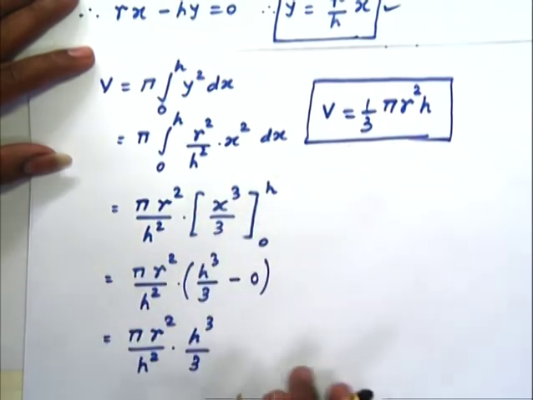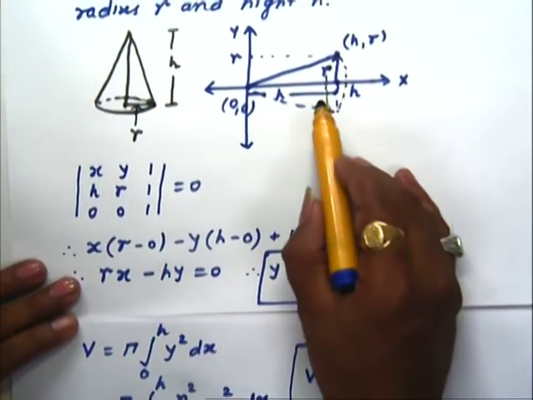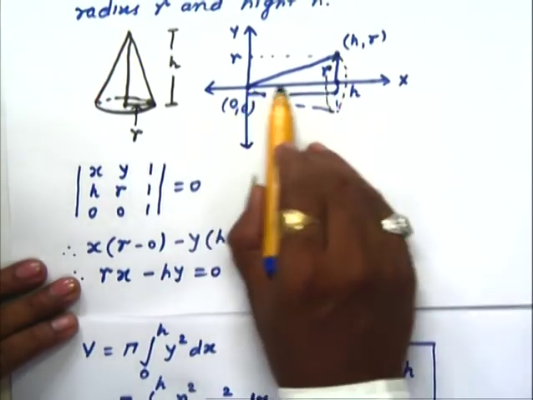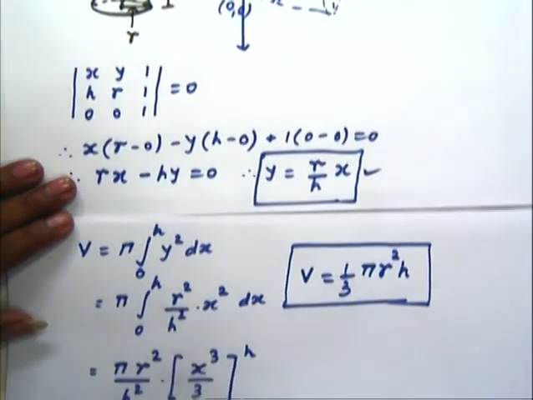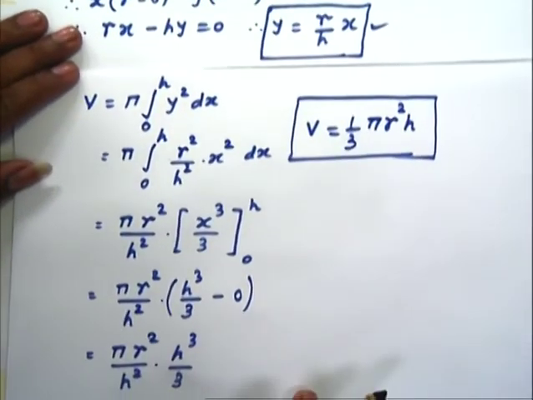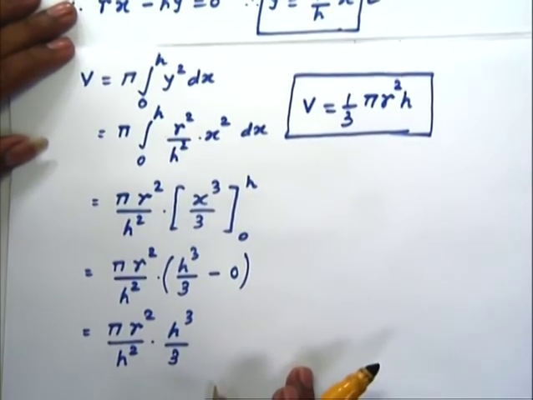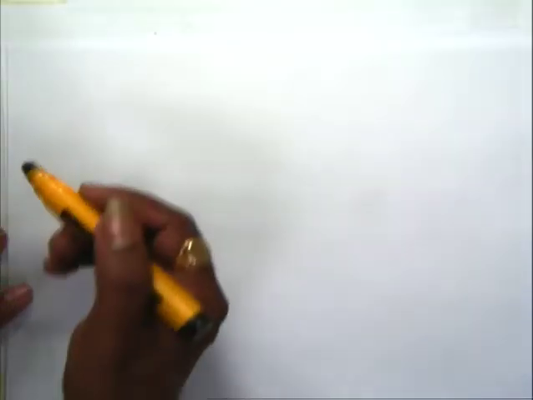So this is the volume of this cone of height h and radius r. I think you all have understood these things. Okay, now let's understand one more example about volume.